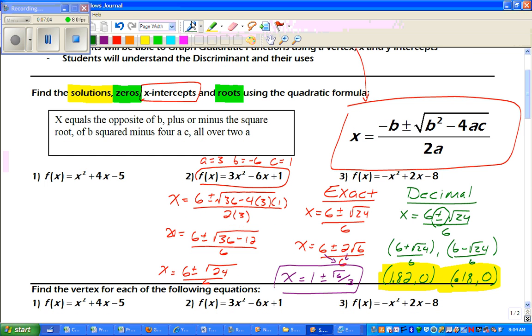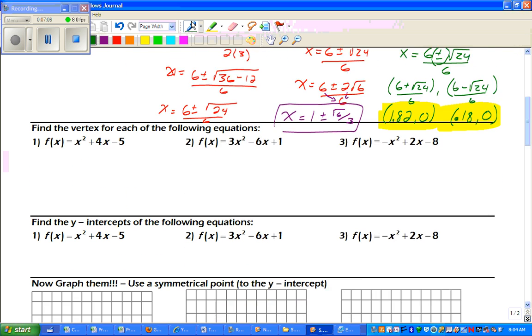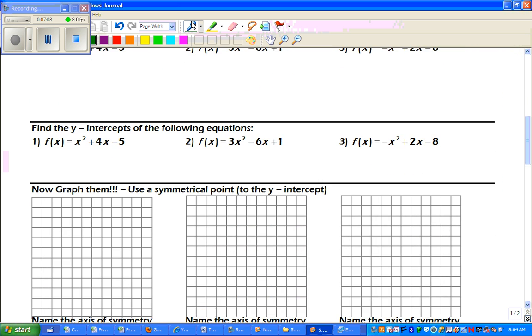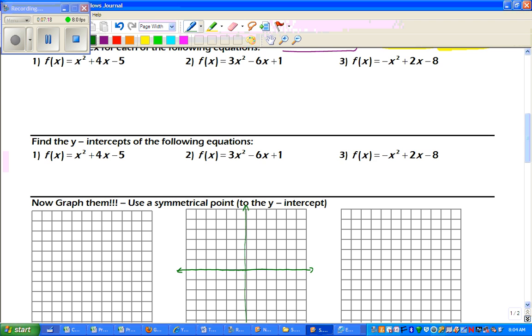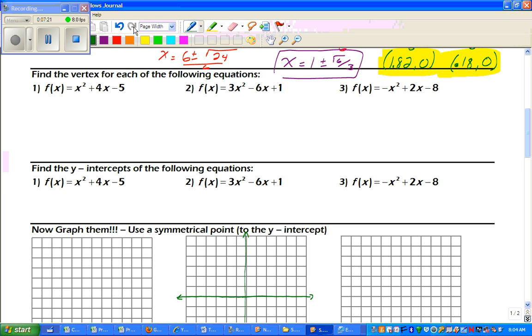So let's scroll down to where the graph is and put those on the graph. So we've got to make our axes. And I've got two x-intercepts. One is at 1.82, so 1.82 is about here. And then 0.18 is about here. Okay. So I've got my first two points. Does anybody have any questions right now?